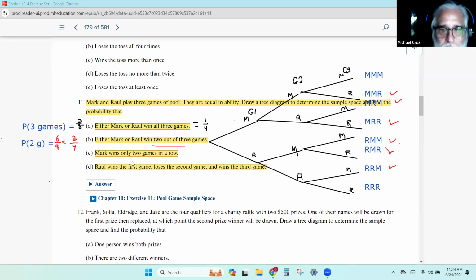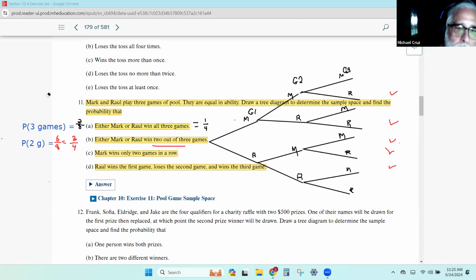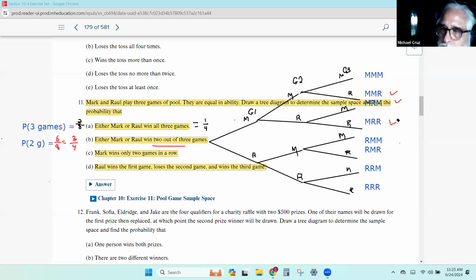All right. Mark wins only 2 games in a row, meaning not 3 games. Okay. Not 3 games, but only 2 in a row. All right. Only 2 in a row. 2 M's we're looking for. 2 M's in a row. There's one. Here's one. All of the other ones are Raul having 2 games.